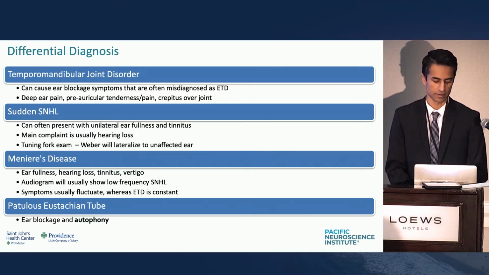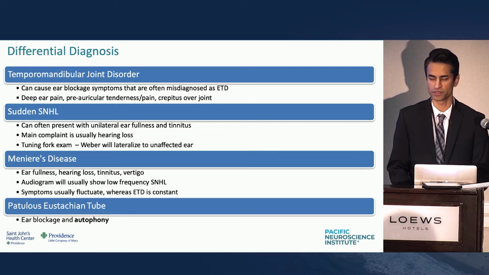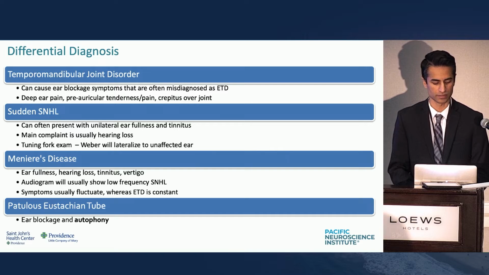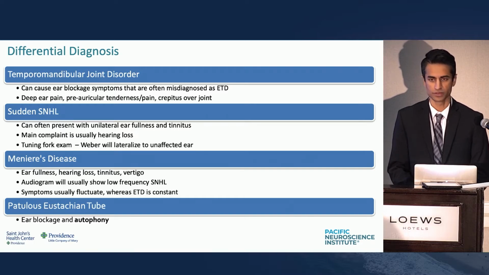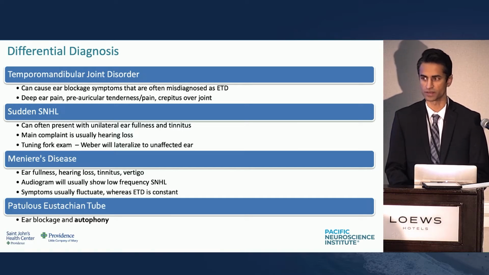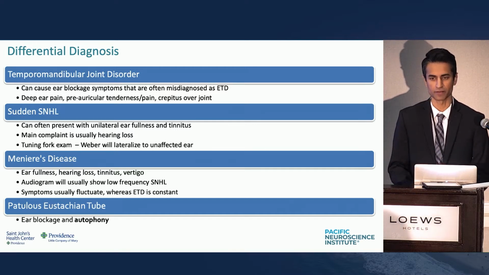Another thing is sudden hearing loss, sudden sensorineural hearing loss. Especially if you have a patient with unilateral eustachian tube dysfunction, or it seems like it's that, this is something to try to rule out. They can often present with unilateral ear fullness and tinnitus on one side. Typically, their main complaint is hearing loss. So if hearing loss is the main complaint, definitely think of sudden hearing loss. Whereas if it's mostly pressure or fullness, that might be most likely eustachian tube dysfunction.